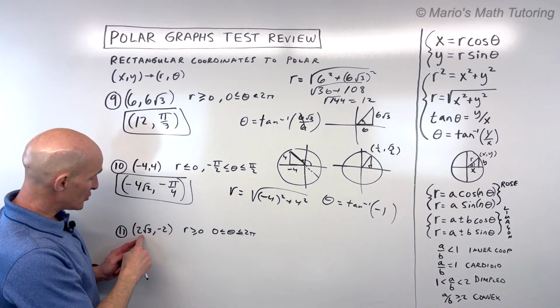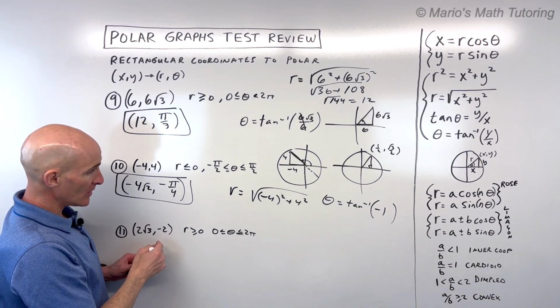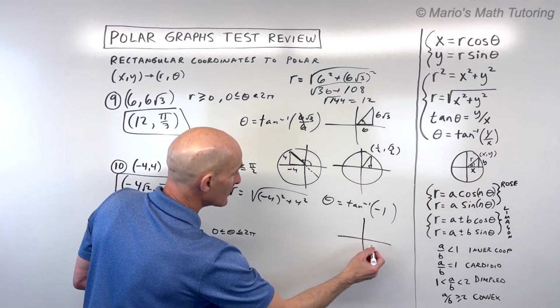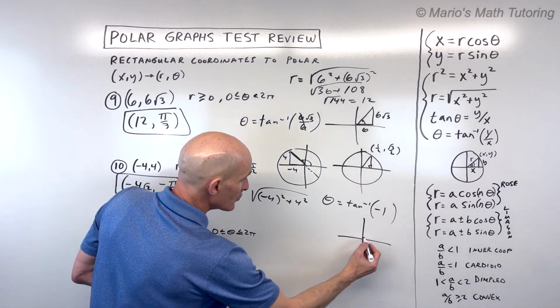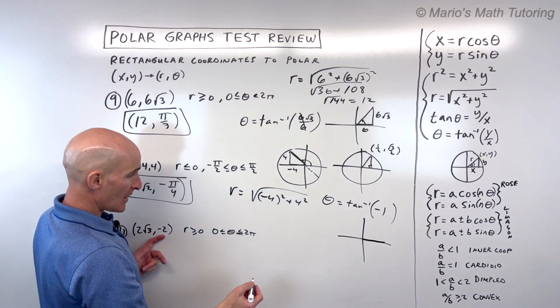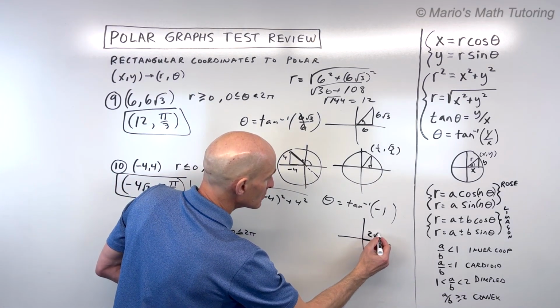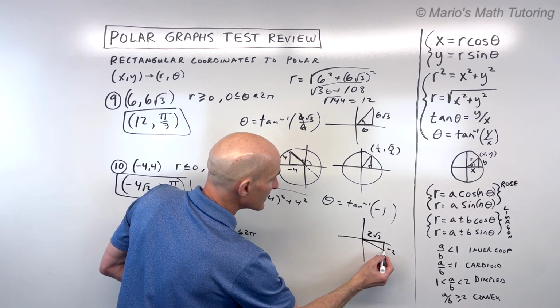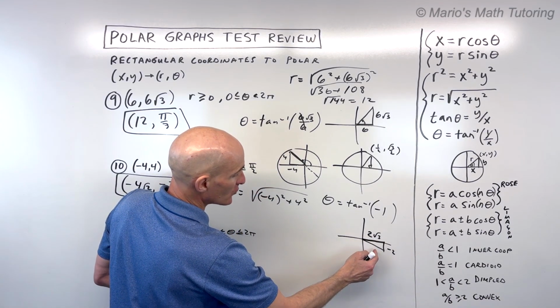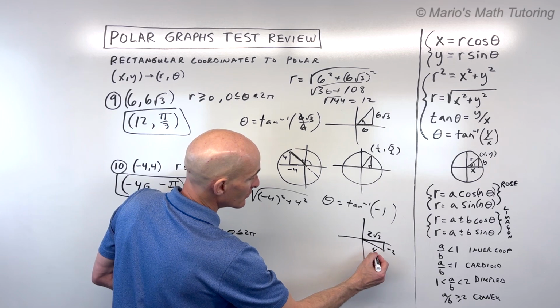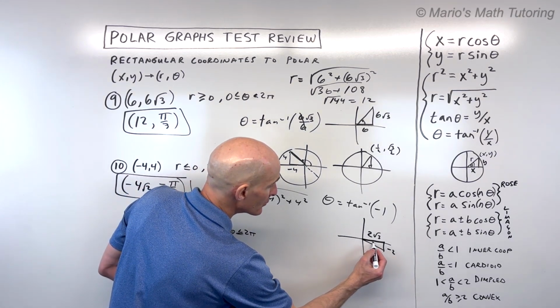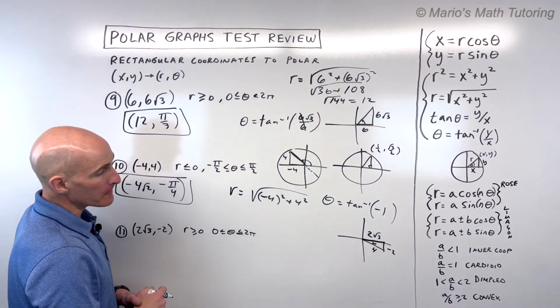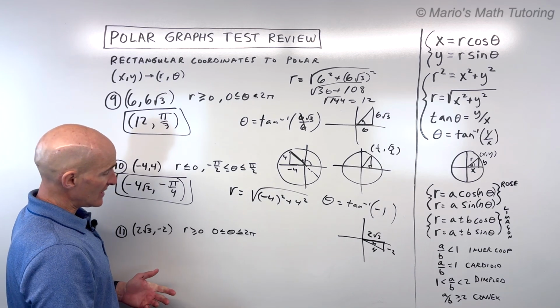Okay, so let's go to the next one. See if you can do this one. 2 root 3 comma negative 2. Again, I like to draw a little picture just so I know what I'm dealing with here. So I'm going right 2 root 3, and then I'm going down 2. Okay, so then I can see that this is x root 3, and 2x. So this would be 4. So I can see that this is like a 30-degree angle there. Or you could say negative pi over 6.